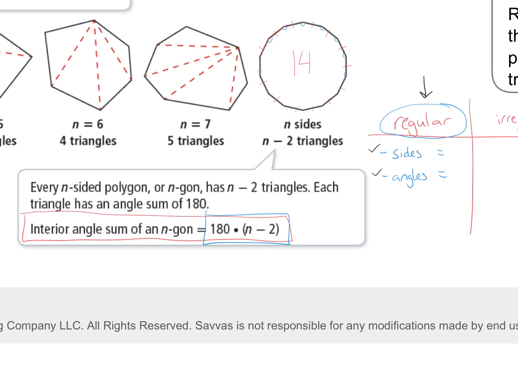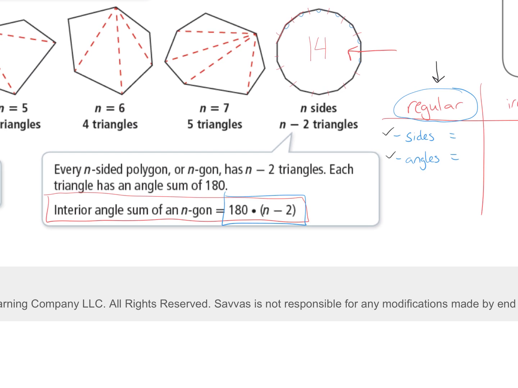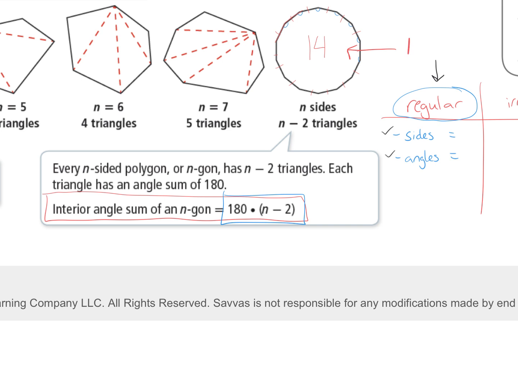So I'm just going to stick with this shape that I started with up here. How many sides did we say it had? 14. So if I want to find the interior angle sum of that 14-gon, how do I do that? I'm going to plug it into that equation. So what's n stand for again? Number of sides. So I take 180 times number of sides, which is 14 minus 2.